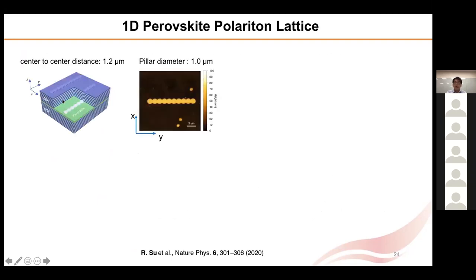And here is what we did. We introduced a spacer layer of PMMA in between this microcavity on top of the perovskite. And before we deposit the top DBR, we can use, for example, image lithography to easily modify the shape of this spacer into different patterns. Here we start with a single atom chain in 1D.